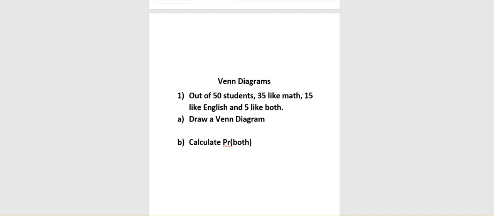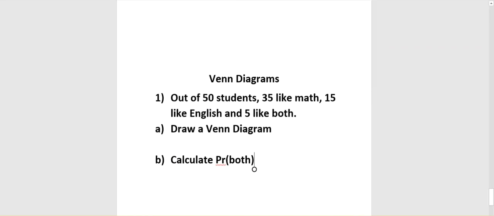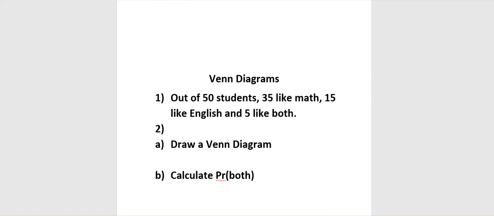Okay, our last 2 questions involve now probability and looking at Venn diagrams. So this question says, out of 50 students, 35 like maths, 15 like English, and 5 like both. Then it asks us to put this information into a Venn diagram.